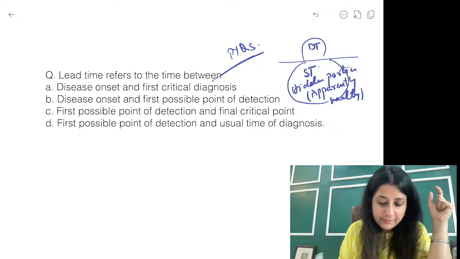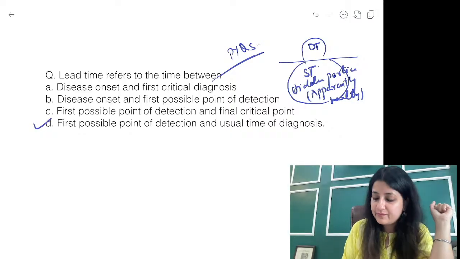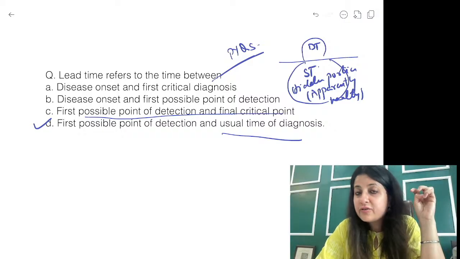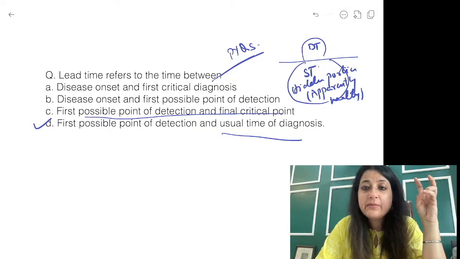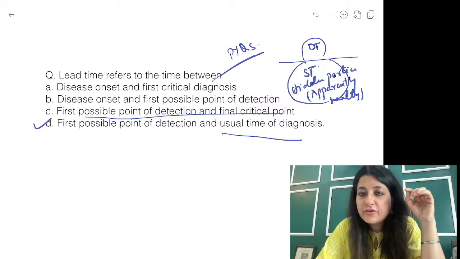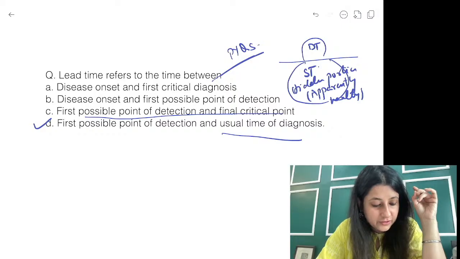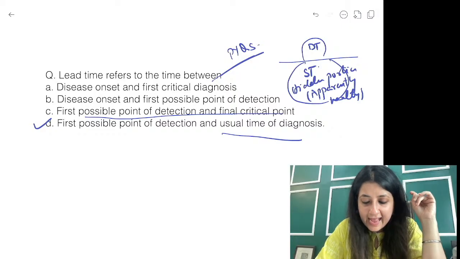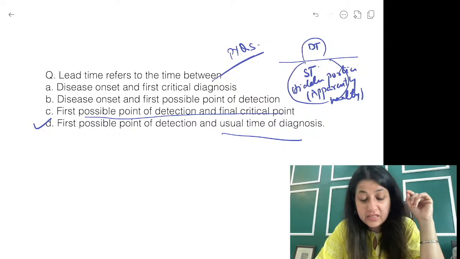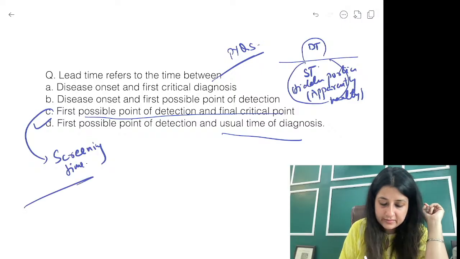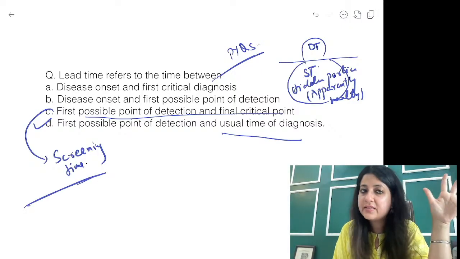Very good. Lead time is first possible point of detection and the usual time of diagnosis. Now what is this? Option C? First possible point of detection and first critical point. Anybody? What is this? First possible point of detection and final critical point. Critical point of first possible time. Very good. This is nothing but your screening time. So you have a lead time, you have a screening time.